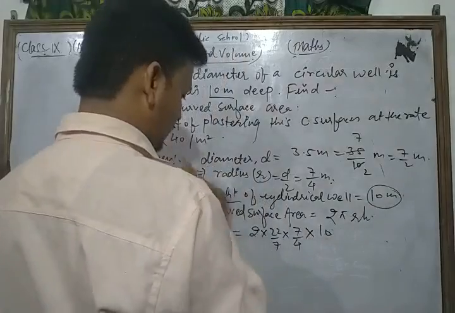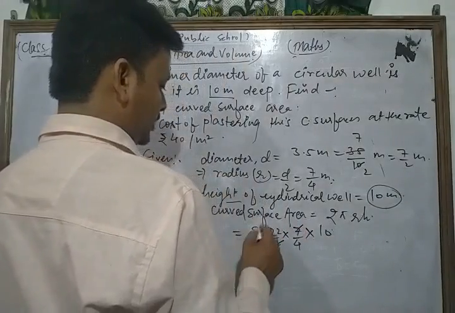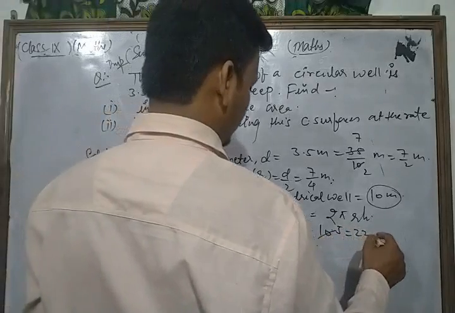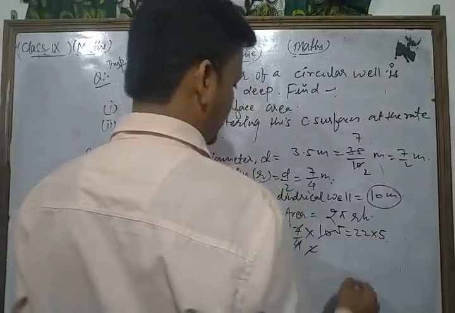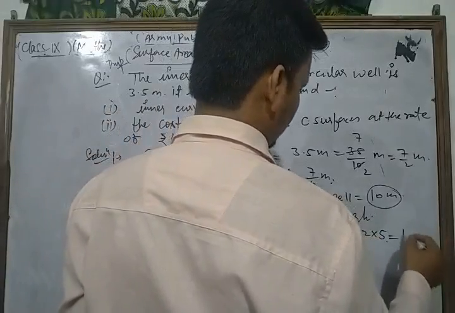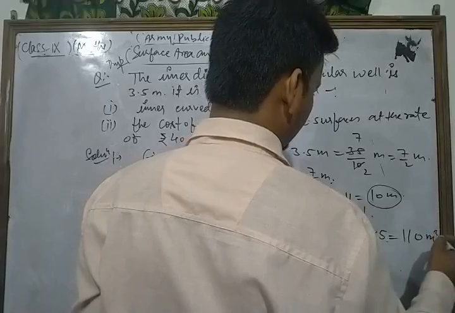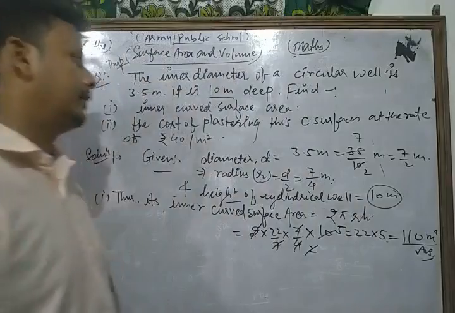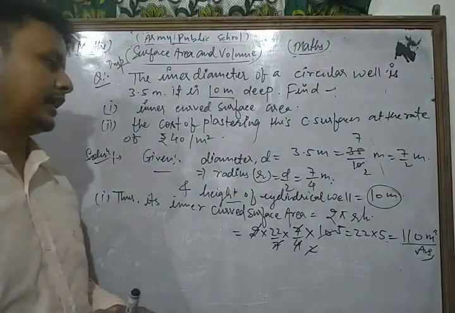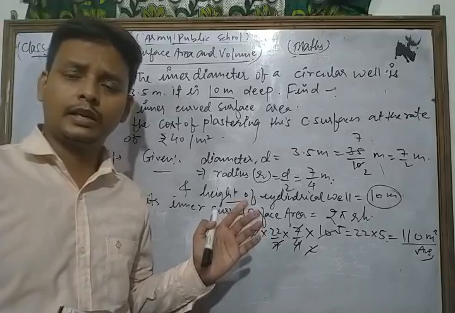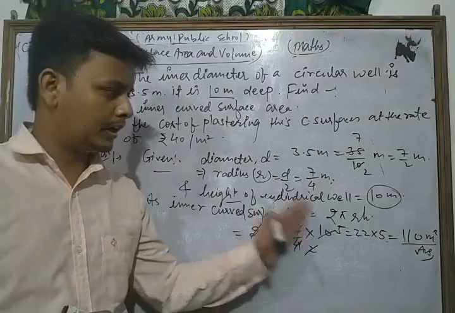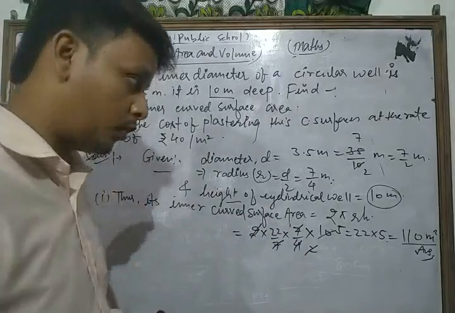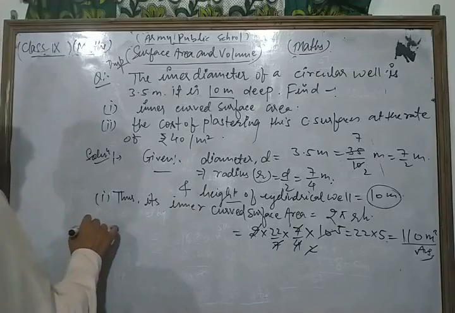Now let's see. The 7s cancel each other. 2 2s are 4, 2 5s are 10, that is 22 into 5, meaning 110 meter square. This is your first answer. So in this way the inner curved surface area of the cylindrical well is 110 meter square. Okay, now we solve the second part.